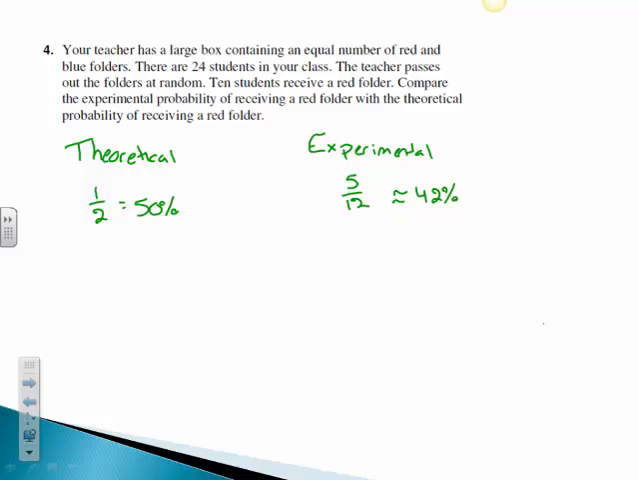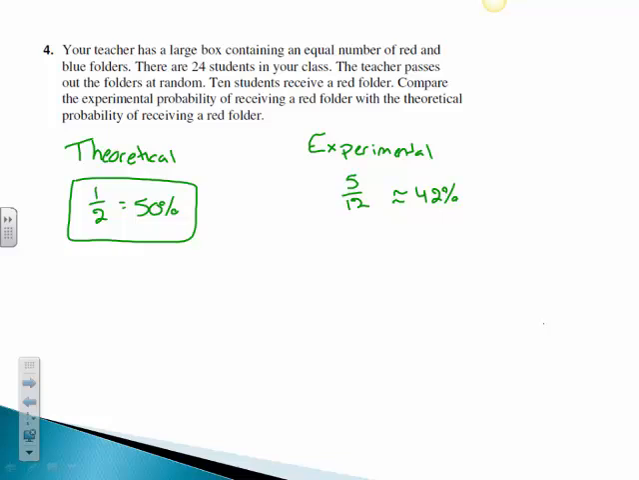So it says your teacher has a large box containing an equal number of red and blue folders. So in this case, we don't know how many total folders she has. We just know that she has an equal amount of red and blue folders. So theoretically, if I were to reach into that box and pull out a red folder, what's the probability I will get red? Well, it will be half of the time because there's an equal amount of red and blue. So that's why the theoretical probability is 50%.